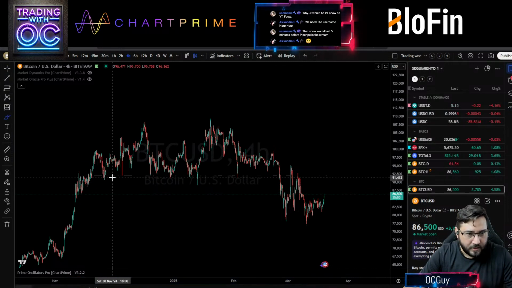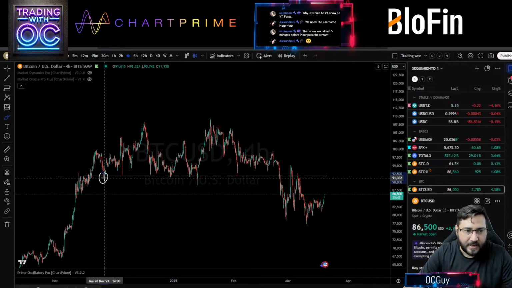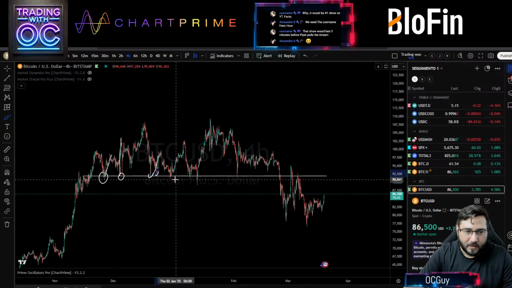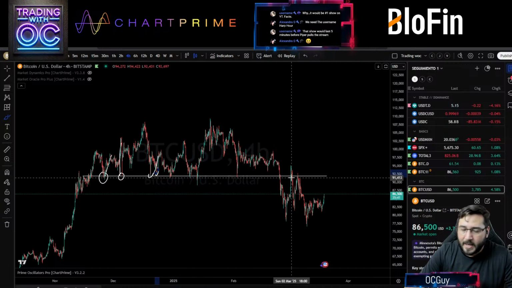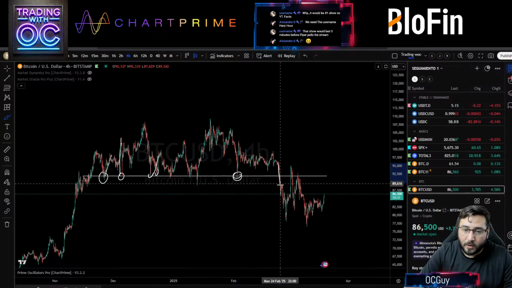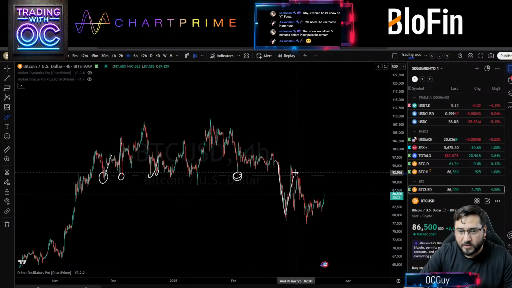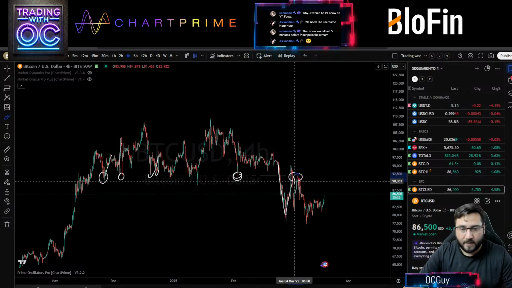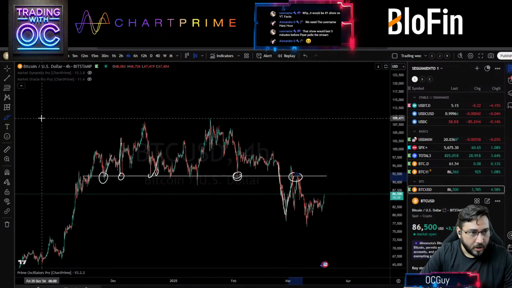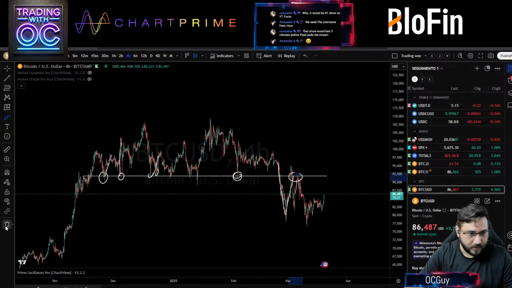For example, right here, you'll see that every single time that we touch that line, we bounce up. Look at that. We bounce up, we bounce up, we bounce up. You get the point, right? And every single line, as it represents support, in the future, when we lose that support, it's going to represent resistance. Every previous resistance becomes new support. Previous support becomes new resistance, right?